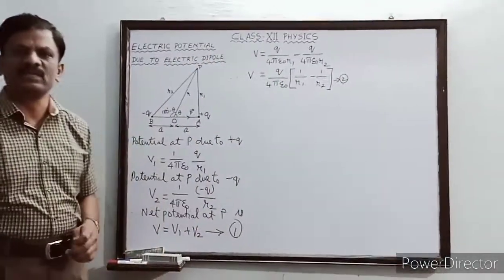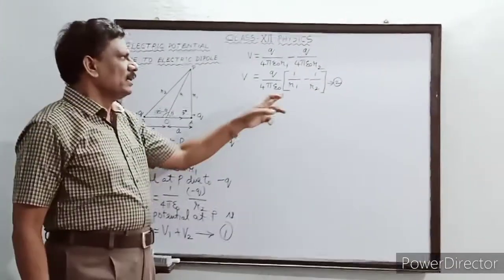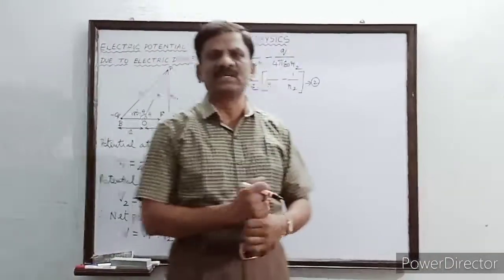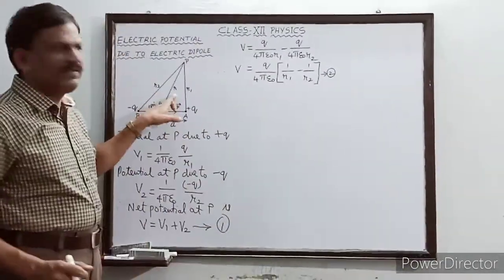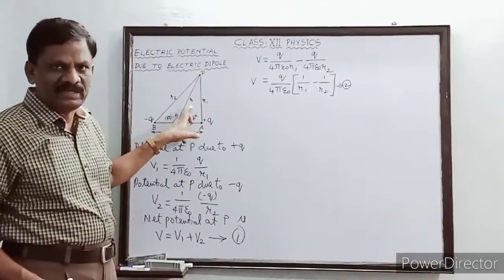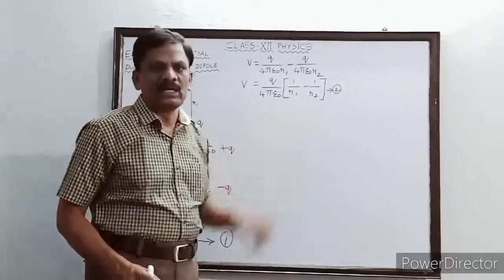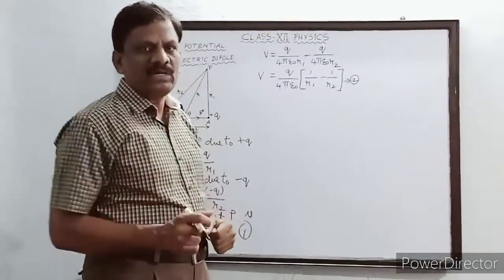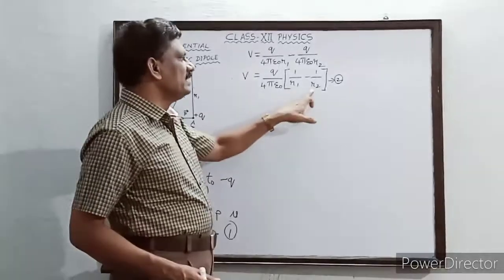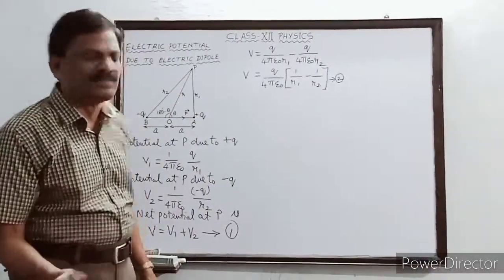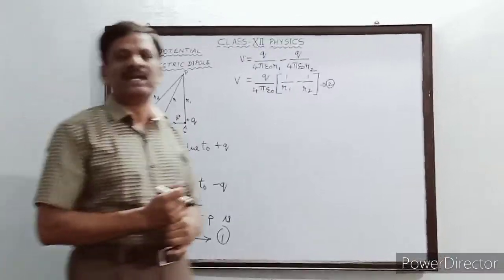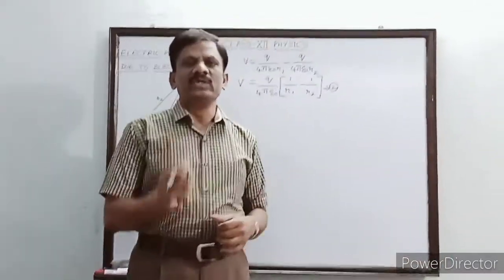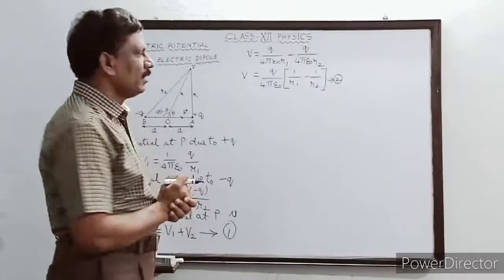Have you all understood up to this? Why is this not the final expression? Because in terms of the distance R, we are supposed to derive the equation for V. But here there are terms R1 and R2. Therefore, we are supposed to express these distances R1 and R2 in terms of the distance R. For that, with the help of the geometry, we are going to use the cosine rule.